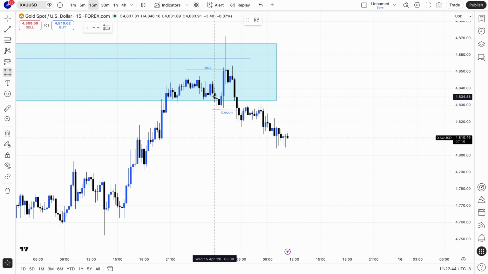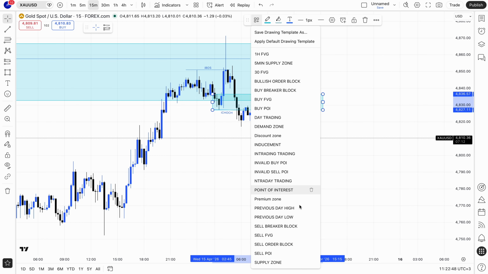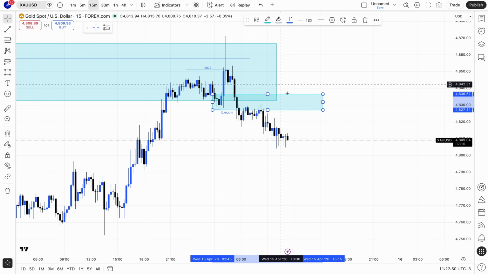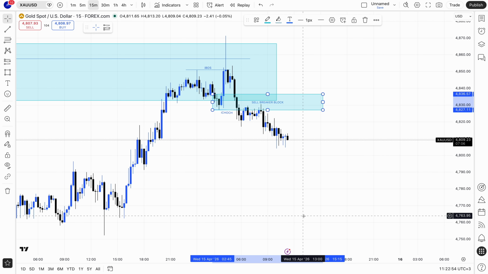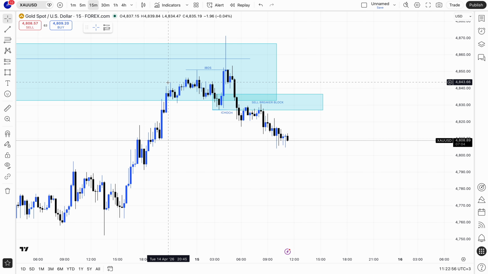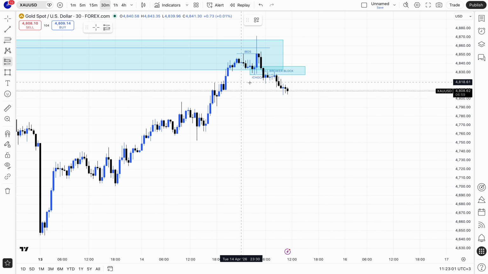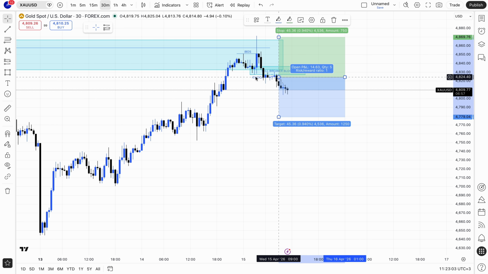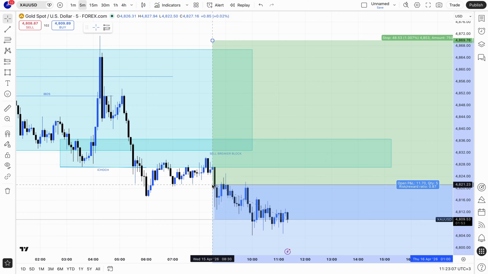So before this change of character to the downside, we had this order block. This was a bullish order block, but after being disrespected, it turned into our bearish order block. Then the price came, tapped in, then you got our confirmation from this candle. Then this was a very, very clean entry from the 5 minutes fair value gap from this entry.